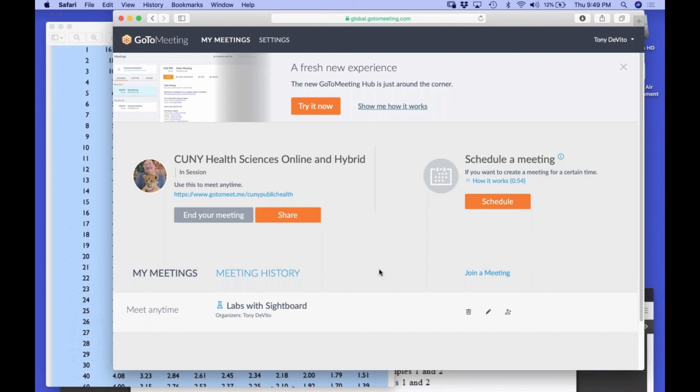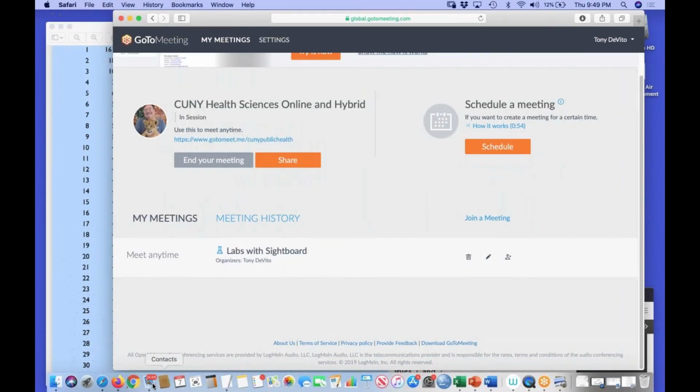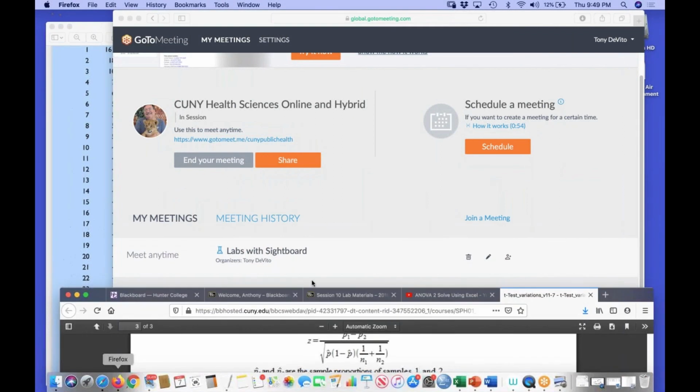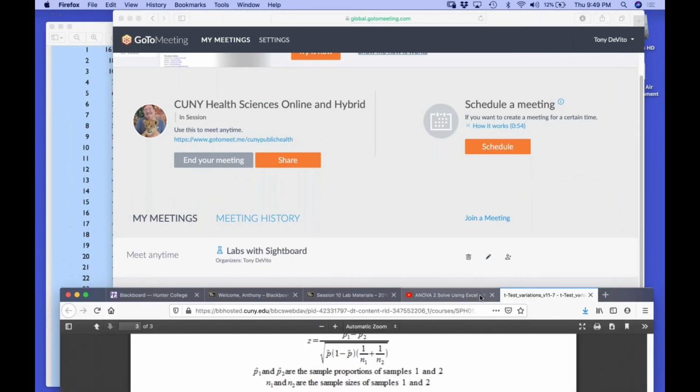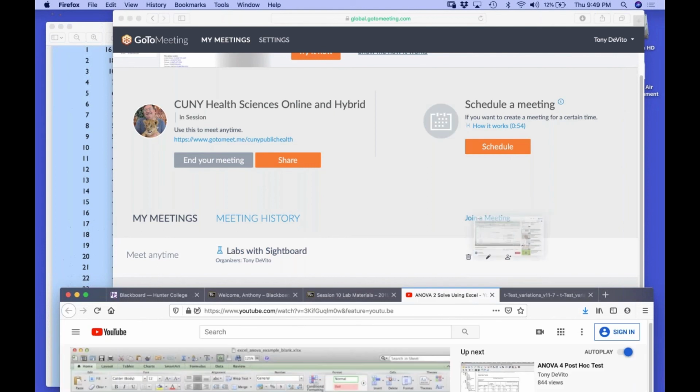So post hoc means after. After the fact. In other words, after you've proven that you can reject the null hypothesis, only then do you run the post hoc tests, right? You don't run the post hoc tests until you're sure you can justify it. Okay.